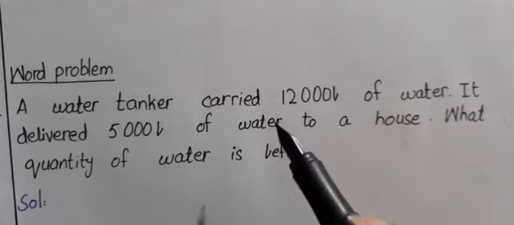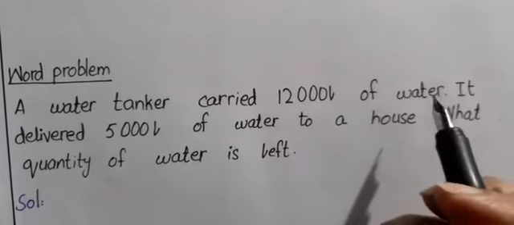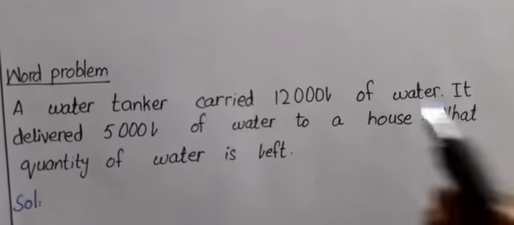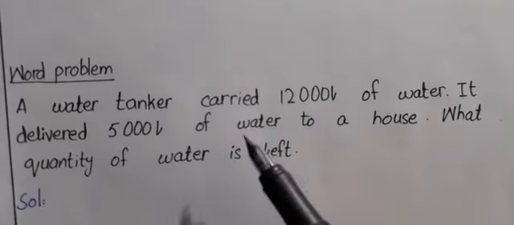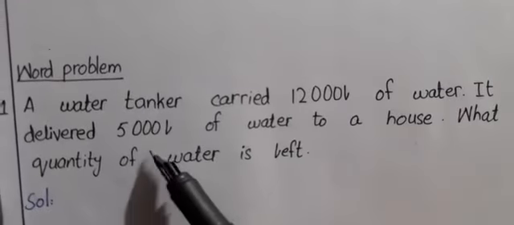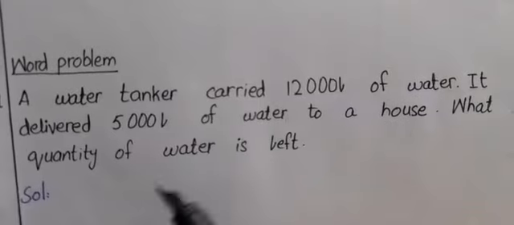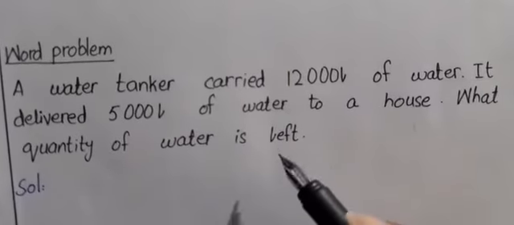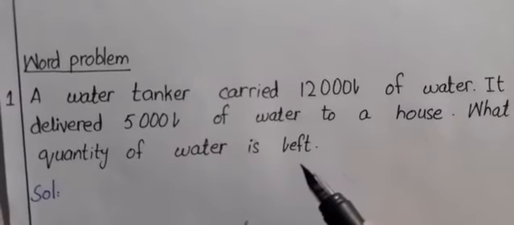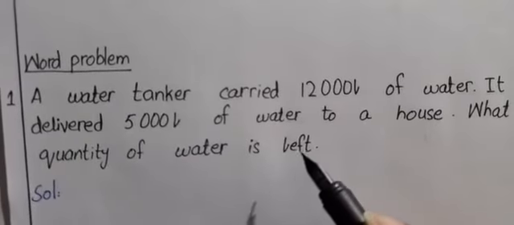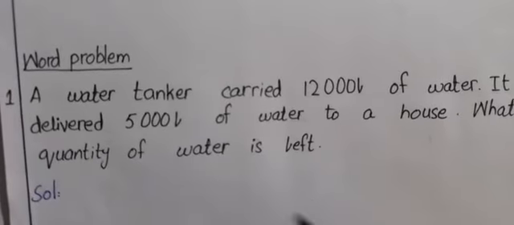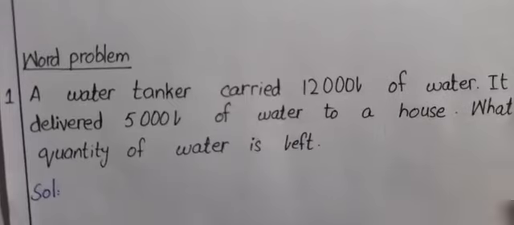A water tanker carried 12,000 liters of water. It means there is a water tanker, in it 12,000 liter of water. It delivered 5,000 liter of water to a house. Okay. They went to the house and gave them 5,000 liter of water. What quantity of water is left? As you know, and we have learned that there are some words that show us what we are going to do in a word problem. Here is the word left. Left means how much now we have. So it means we have to do subtraction.